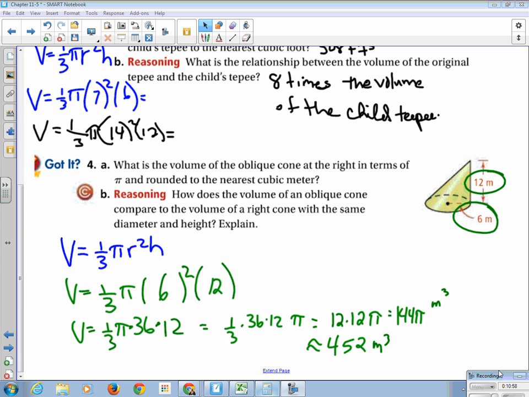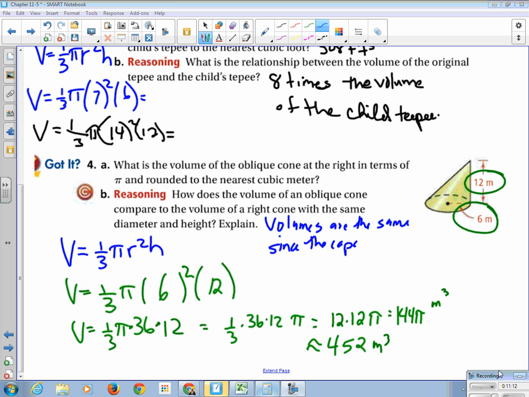Explain. So the volumes are the same, since the capacity for both is equivalent. One is just more sideways than the other one, but the volumes are the same.